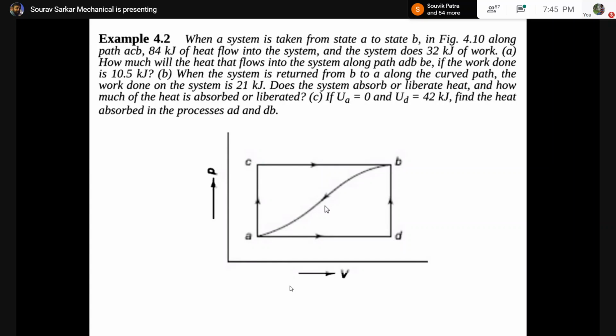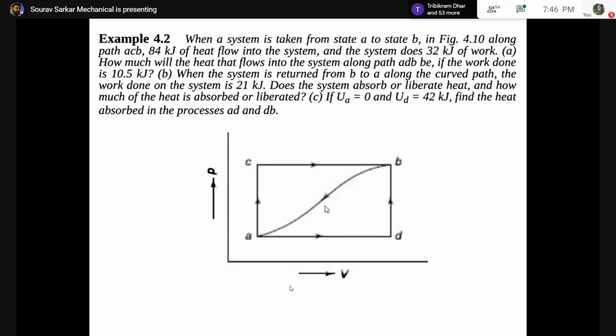That's why in the beginning I told you to be careful about the sign, because whenever you are doing some work on the system, the work done becomes negative, and you know the delta U, and you are coming from B to A. So it is basically reversing. Previously it was U2 minus U1. Here it will be UA minus UB. Okay. So very good. Now look at the last question.